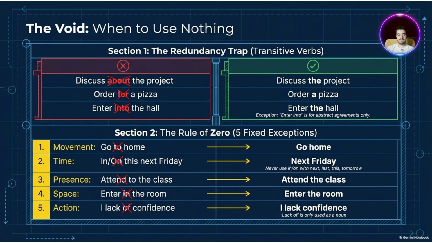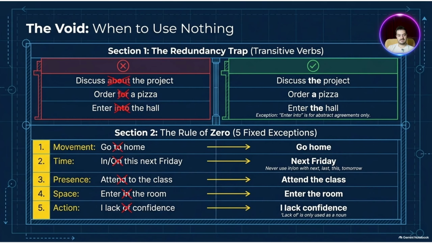For example, we don't say discuss about the project. We must say discuss the project. Order is another transitive verb, and you should just say order a pizza. And enter into the hall, we generally don't say that. You just say enter the hall, because the word enter is also transitive and it doesn't need a preposition.